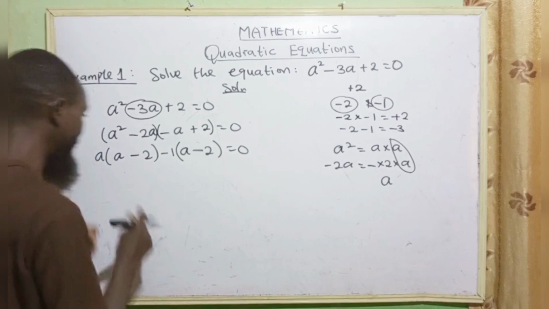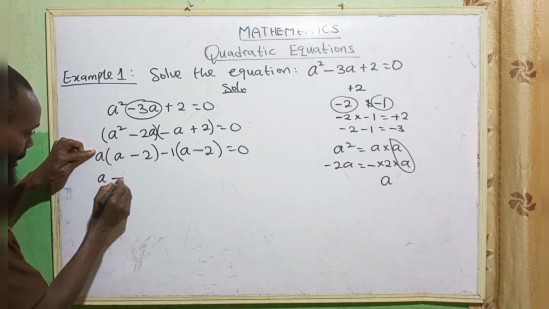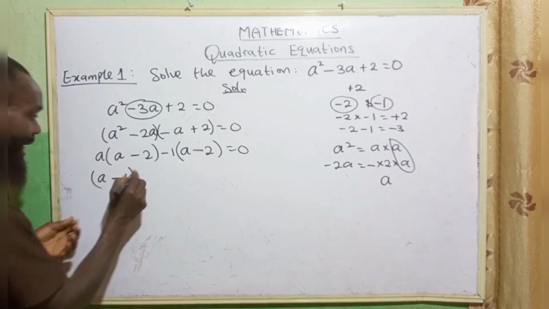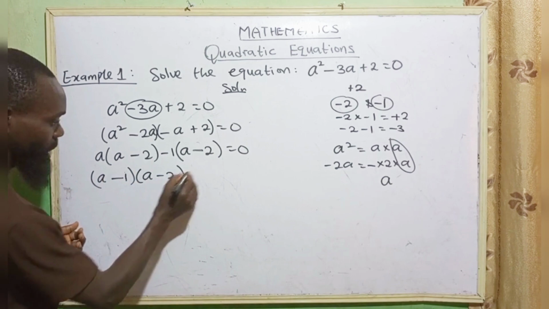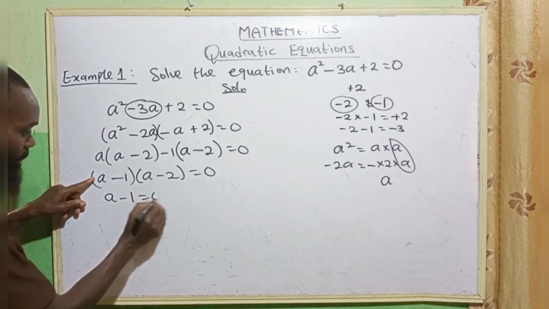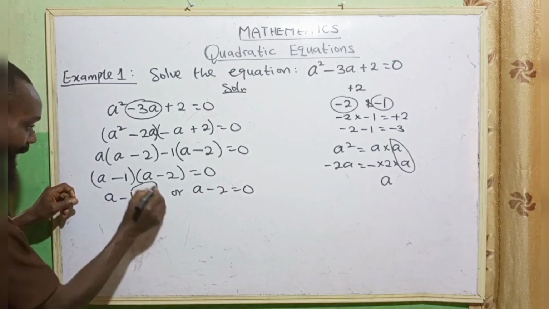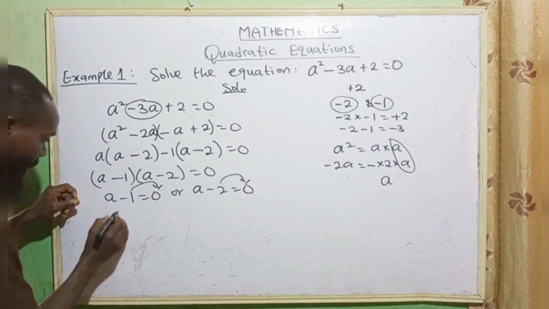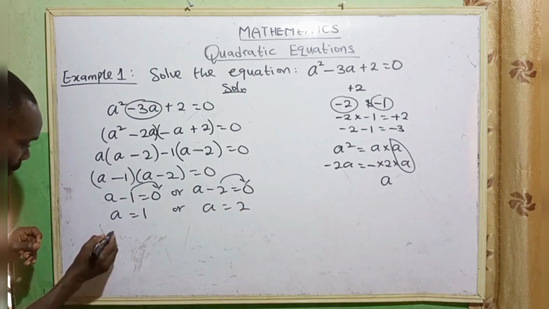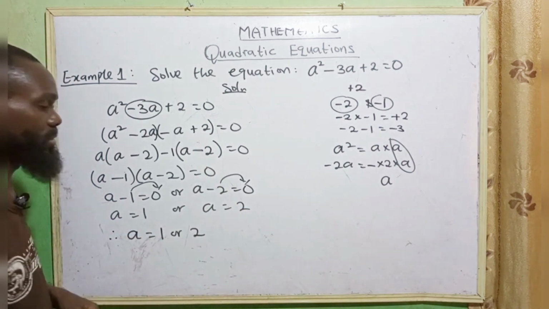So which means I will now have this a outside, a minus 1, those values outside, take them together. Then pick those values in the bracket, a minus 2 is equals to 0. It means a minus 1 is equals to 0, or a minus 2 is equals to 0. So take this out. I have a is equals to 1, or a is equals to 2. Therefore, a is equals to 1 or 2.